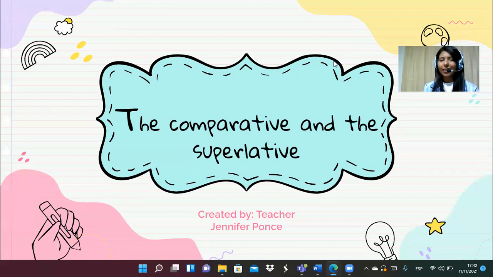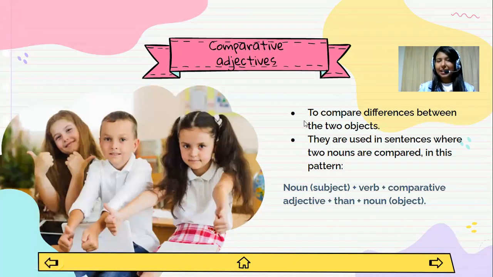So let's start with what comparative and superlative are, okay? First of all, we have the comparative. Okay, it said comparative adjective, but what is an adjective? Remember that in previous classes we studied adjectives, okay? And remember that adjectives are used when we are trying to describe a noun. We are trying to describe an object or even a person, okay? So comparative adjectives are used to compare differences between two different objects, okay?